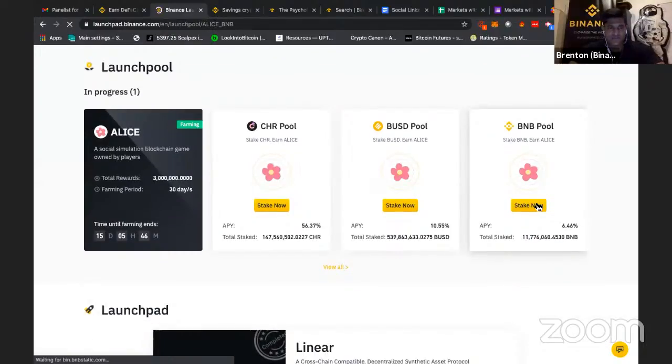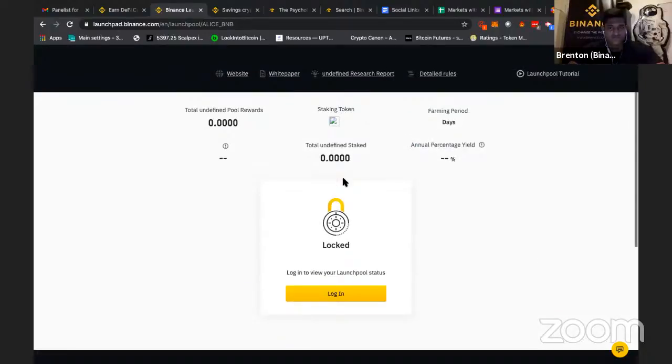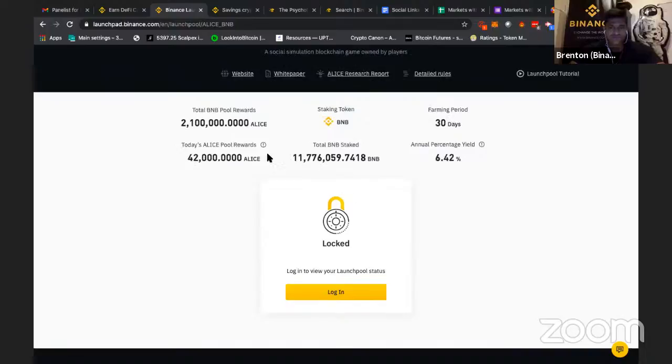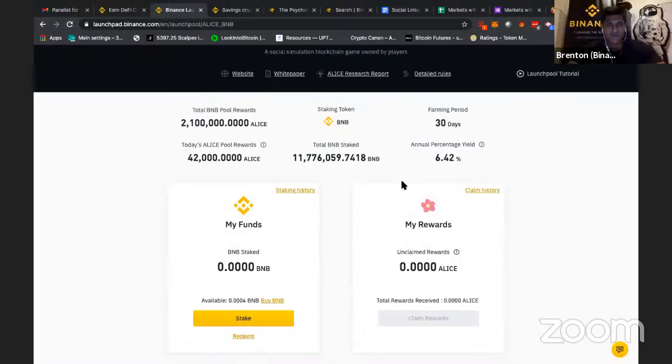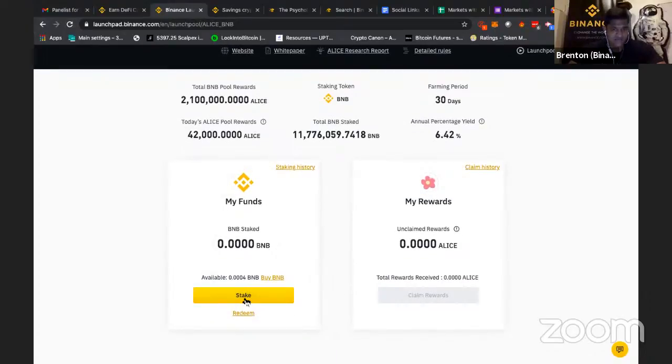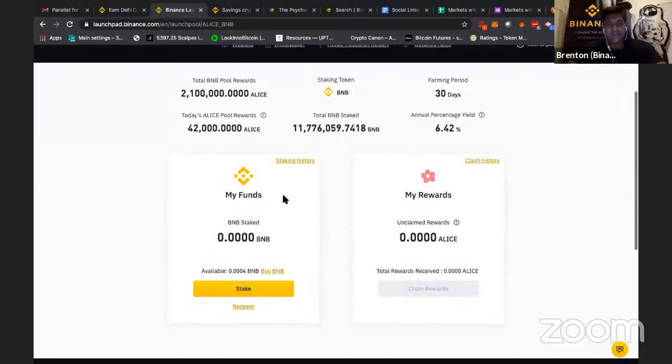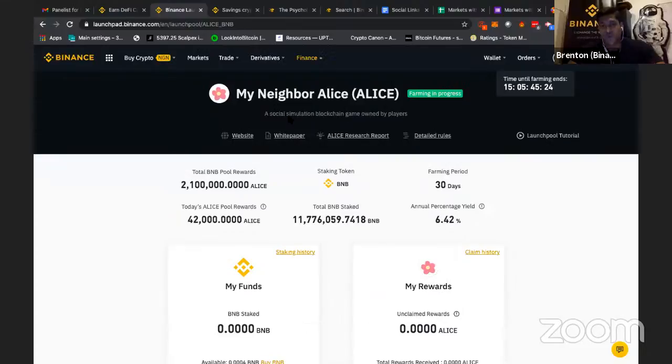So I'm just waiting for it to load. There we go. And you literally just click stake. So you can see that I have a very, very tiny amount of BNB, and it's not going to be enough. But if I had some BNB, I'd be able to stake it here and immediately start earning this new, high potential token, because Binance only lists projects in the launch pool which are very, very high potential new products.